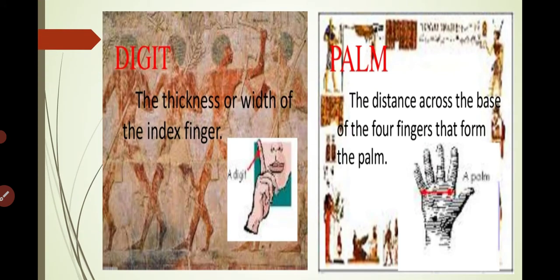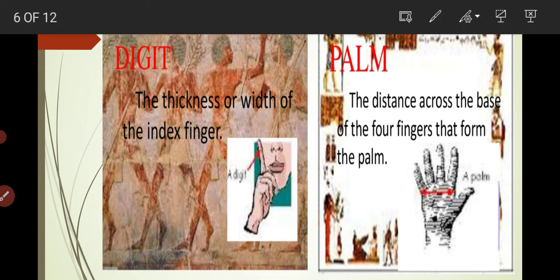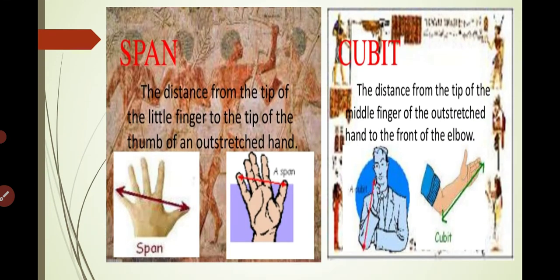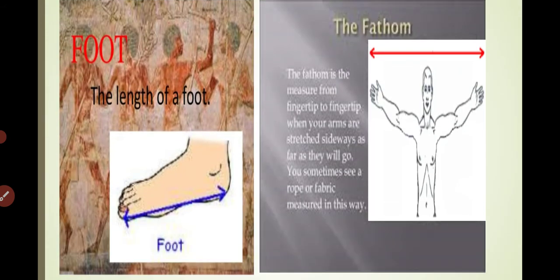Digit. It is the thickness or width of the index finger. Palm. It is the distance across the base of the 4 fingers that form the palm. Span. It is the distance from the tip of the little finger to the tip of the thumb of an outstretched hand. Cubit. The distance from the tip of the middle finger of the outstretched hand to the front of the elbow. Foot is the length of a foot.